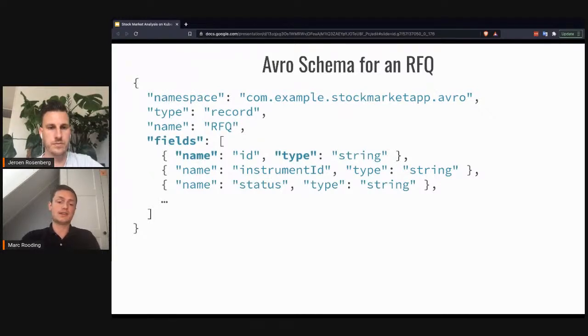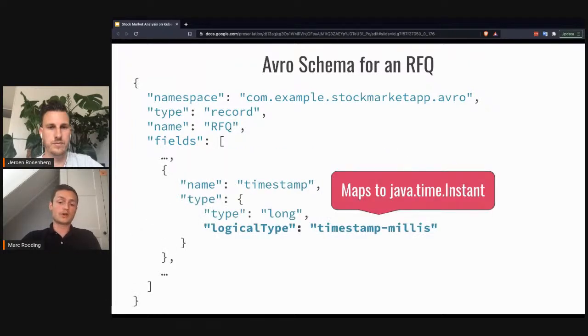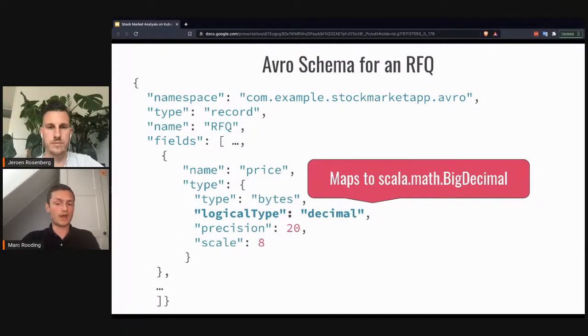So a field, if you look at it, defines a name, and it obviously defines a type. You can even go further and say there are some logical types for complex type mapping. So you can have a timestamp that you can convert between a millisecond epoch timestamp into a Java instant, and this is the way that you would do so. Or you could say, I want to have some big decimal, but in Avro, it will be a decimal with a specific precision and scale, which maps to a big decimal in Java or Scala in this case. And since we're working with financial data, you definitely want to use big decimal instead of doubles or floats.